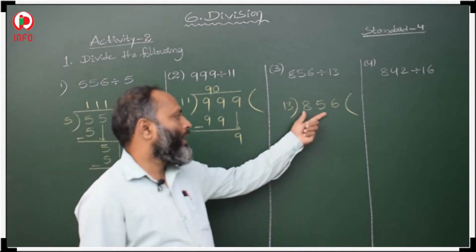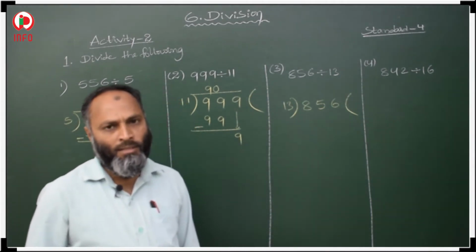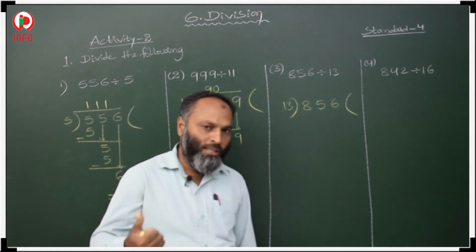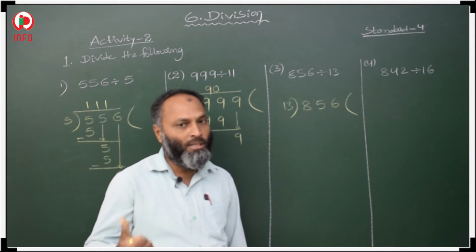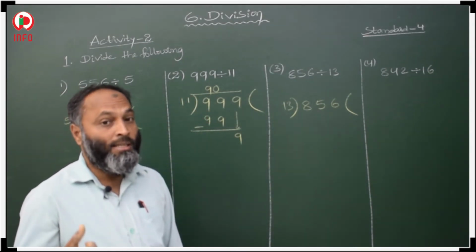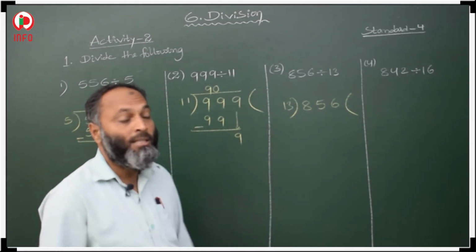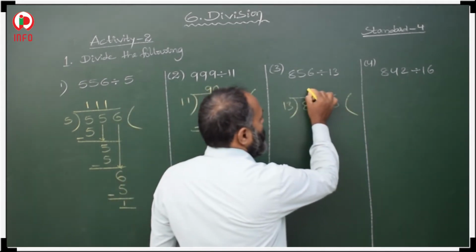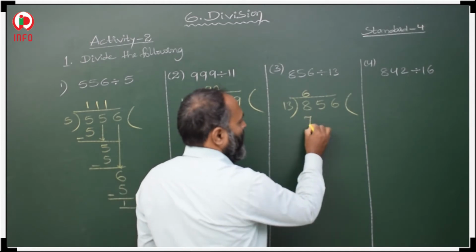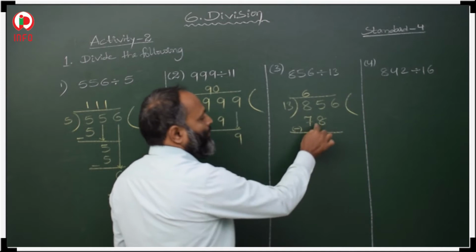Now this 85 we have to check in the 13 table. 13 ones are 13, 13 twos are 26, 13 threes are 39, 13 fours are 52, 13 fives are 65, 13 sixes are 78, 13 sevens are 91. It means 91 is more than this. 13 sixes are 78, then minus, 5 minus 8.